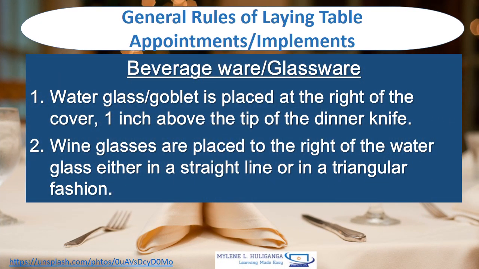For beverageware or glassware, water glass or goblet is placed at the right of the cover, 1 inch above the tip of the dinner knife. Wine glasses are placed to the right of the water glass, either in a straight line or in a triangular fashion.